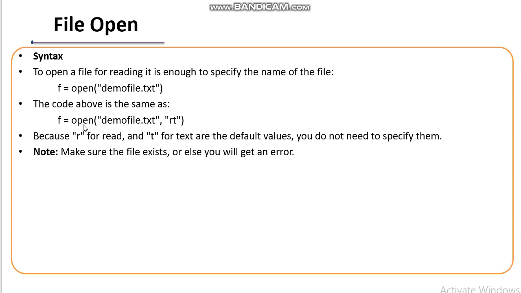Now the file open syntax. To open a file for reading, it is enough to specify the name of the file, like f equal to open, the open keyword followed by the name of the file passed as a string, demo file dot txt. It is assigned to the object f. The code above can also be written as f equal to open demo file name and rt, where r is for read and t is for text.